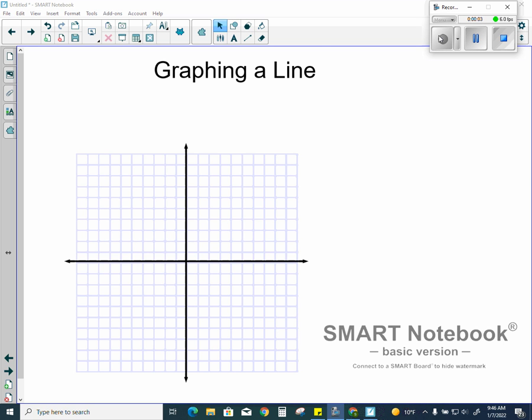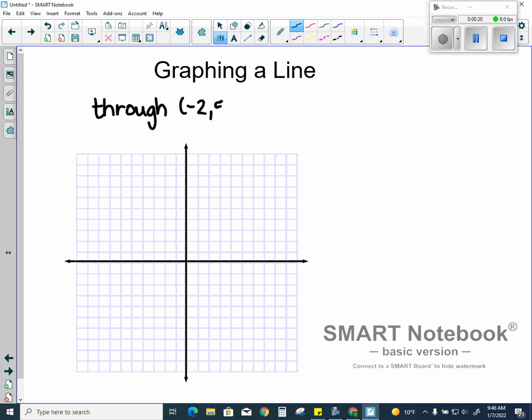I want to sketch a graph of a line. Depending on what information I'm given, I should be able to get a nice picture of that line. All I really need to know is a point that my line passes through, so maybe it passes through the point -2, 5. And I need to know the slope of that line.